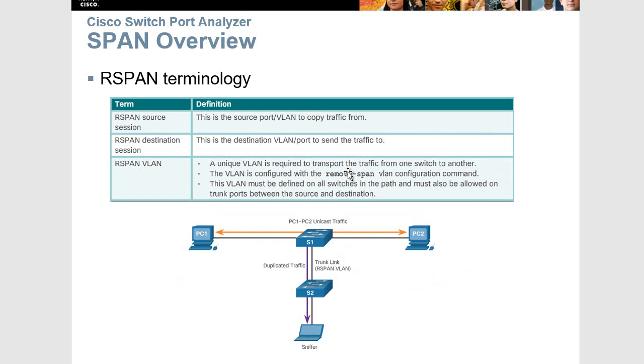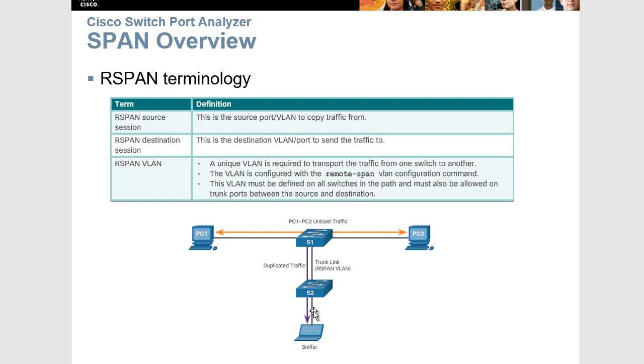Remote SPAN is going to allow us to have source and destination ports on different switches. So you're basically down here, separated by one switch from the ports on which you're going to monitor traffic. You've got your same basic sources and destinations, but you do need a special VLAN set up to communicate that traffic through one switch to another, and that VLAN needs to be allowed on the trunks between each switch.